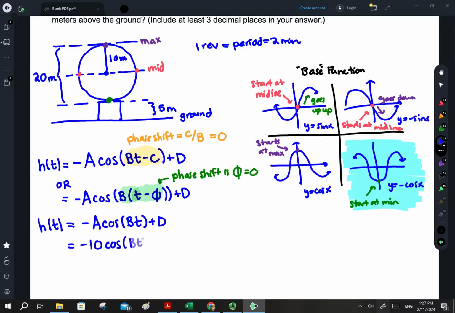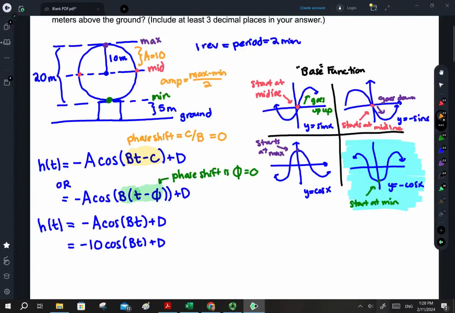The other way that you can figure that out is you could use the formulas that the amplitude is also the distance from the midline to the minimum, which will be the radius of the circle again, or you could do the maximum minus the minimum over 2.